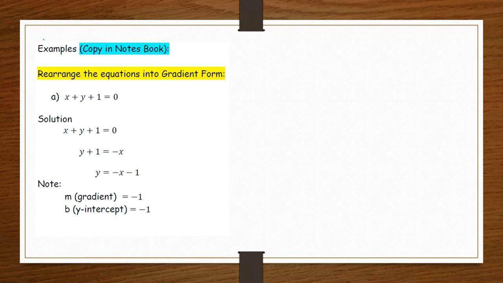So for today's examples, which should go in your notes book, so copy these in your notebooks, we're going to rearrange the equations and put them into gradient form. Gradient form is this form. When it's in this form, the number in front of the x is the gradient, and the constant term is the y-intercept.